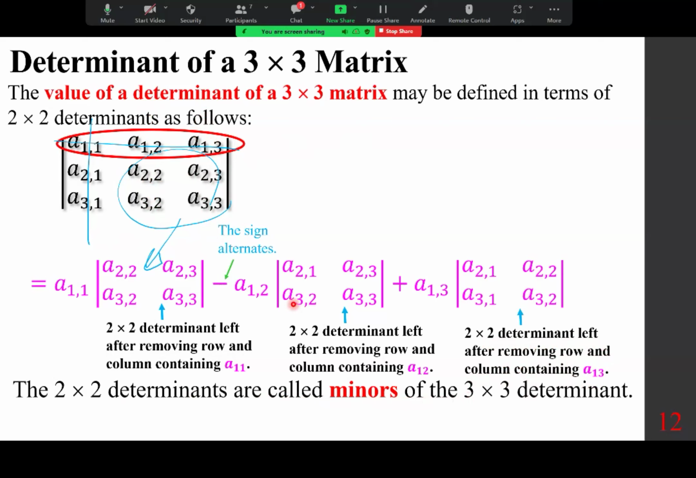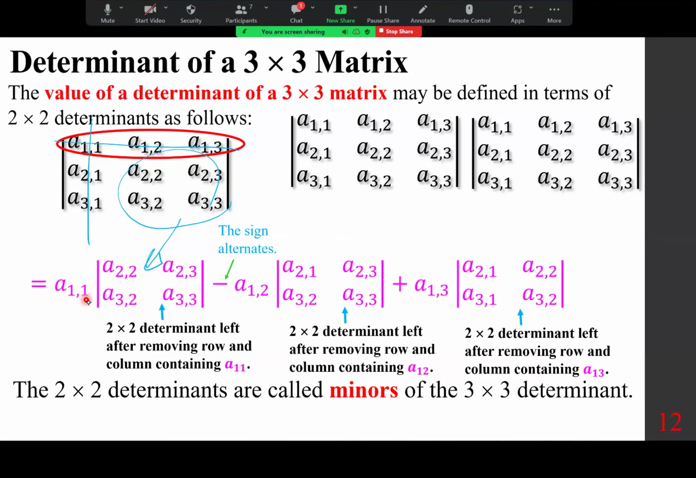So this is a minor, this is a minor, this is a minor, with respect to A11, A12. Sometimes they put A11, sometimes they put A1 comma 1. I'll show you both, it makes no difference. And let me erase the mess.